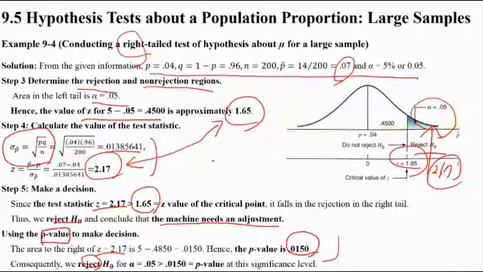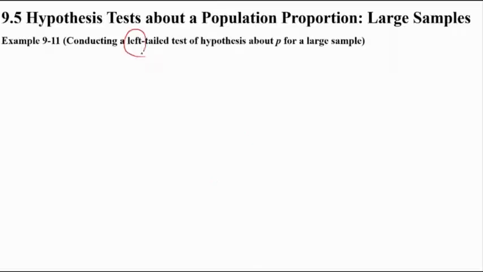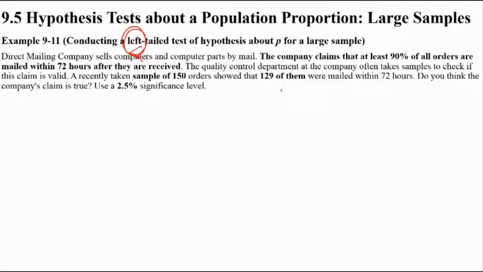Alright, next problem. We're talking about the left tail. So there are only three problems: both tail, right tail, left tail. So the alternative hypothesis should be set up this way. Alright, let's first understand the problem.